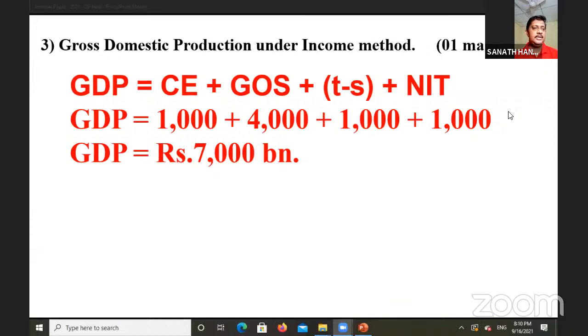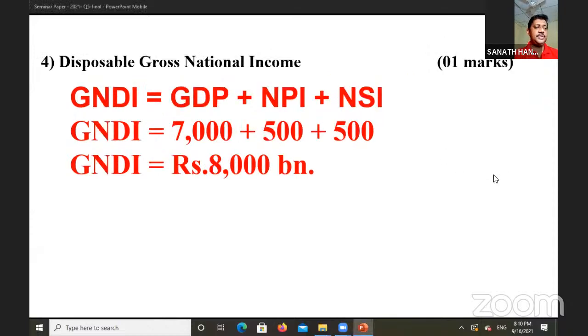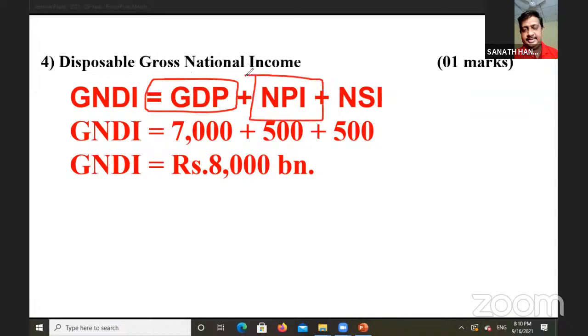Next one, gross national disposable income, or disposable gross national income. This is all the money an economy has, the total money a country has. So what do we do? To the GDP, we add NPI. When we add NPI to the GDP, you get GNI.